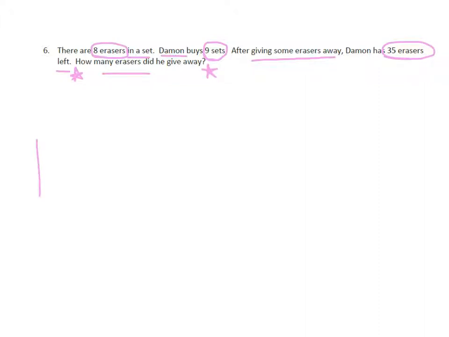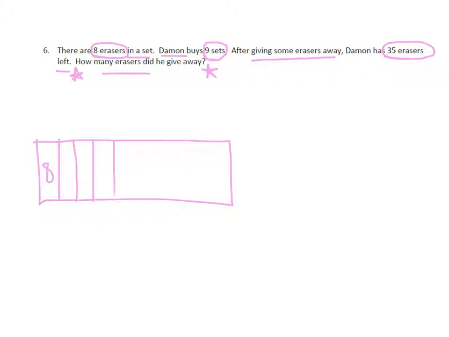So the first thing I'm going to do, you guessed it, I'm going to draw a tape diagram. Now I'm going to look at the first sentence. It says there are 8 erasers in a set. So I'm going to put 8 in one little piece of tape. The next part says that he buys 9 sets. So I'm going to divide my tape diagram into 9. Now I'm going to go ahead and finish and put 8 in each of those 9 sets.